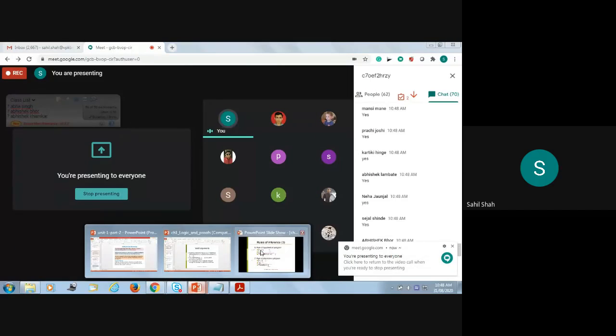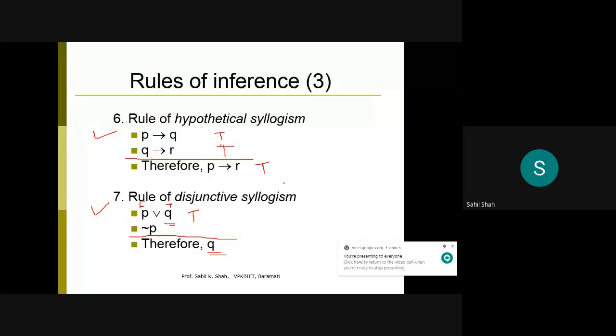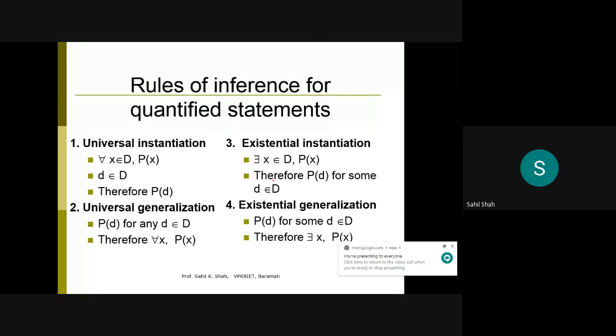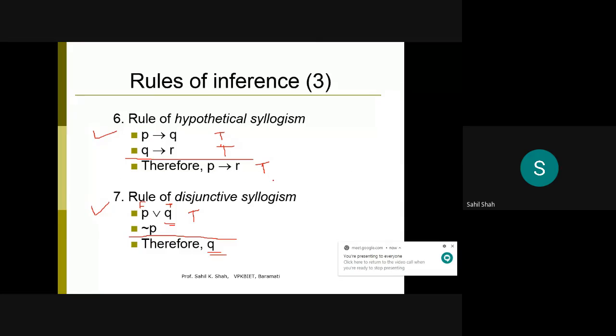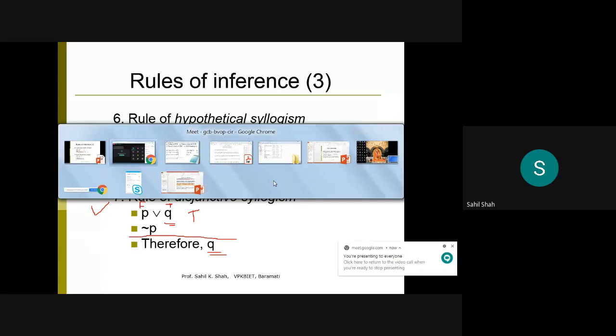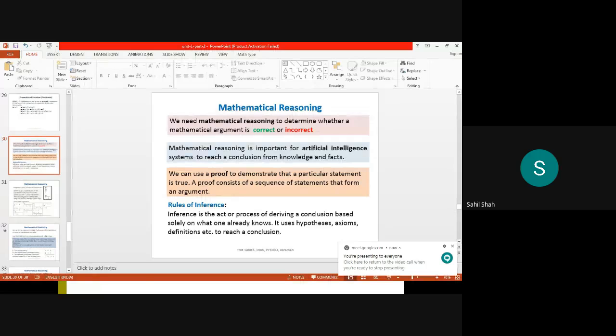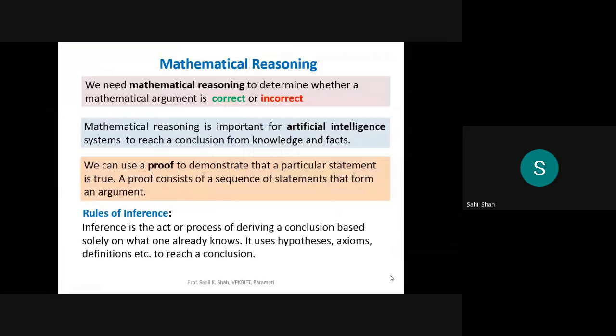Moving further, if I discuss these laws, what is next on this? I will come to that quantification shortly. Before that, I do have a few more examples. Observe, I am going to discuss this mathematical reasoning concept shortly. We will be using mathematical reasoning to determine whether the arguments are correct or incorrect.